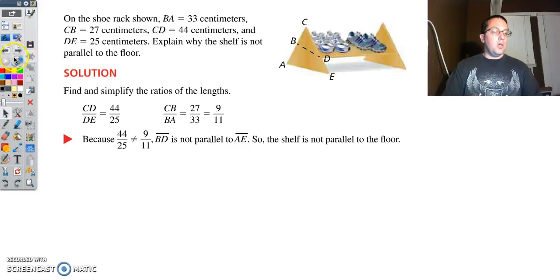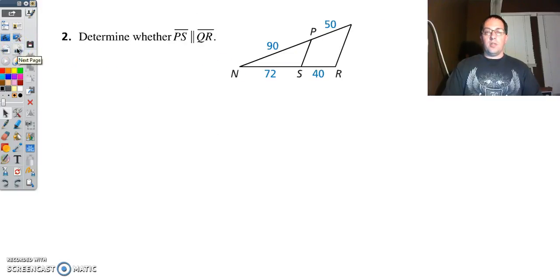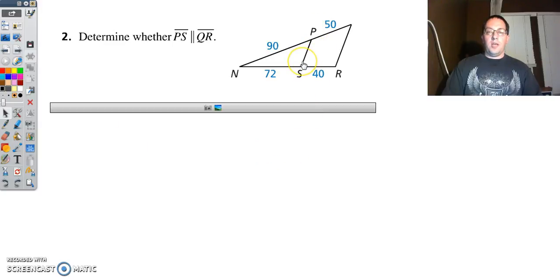All right, let's try this one. I want you to figure out, is segment PS parallel to segment QR? Apparently the Q got lost. This is point Q right here. Pause the video, figure out if these two are parallel, and then come back.